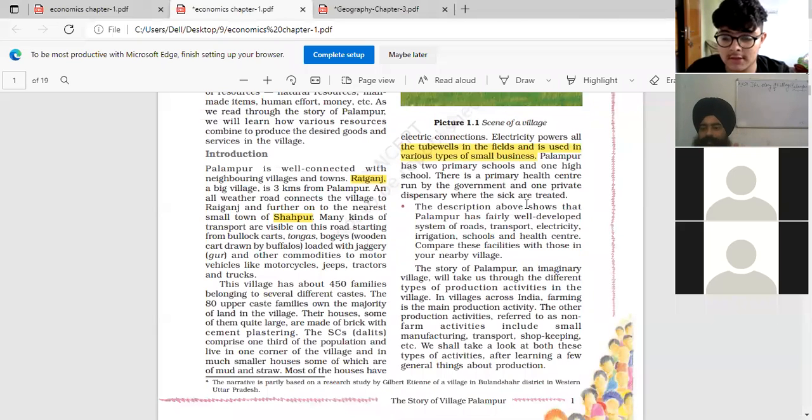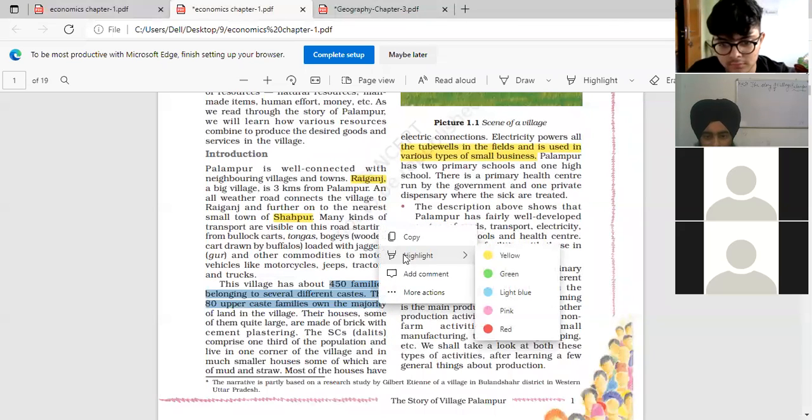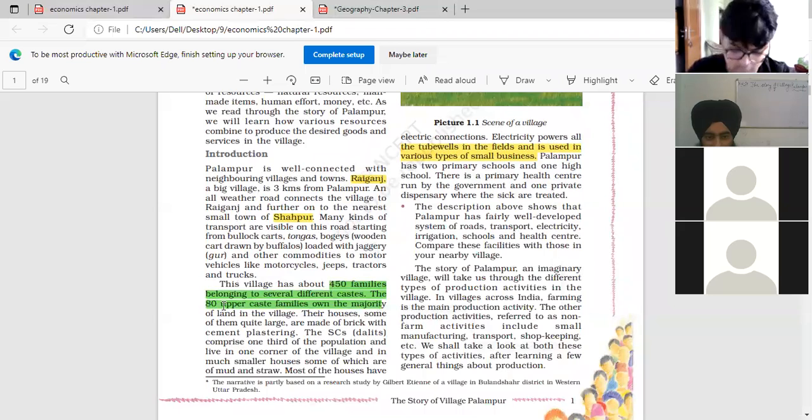If the question asks you about the composition of the population in Palampur, what kind of qualities does the population have? There are a total of 450 families in the village Palampur. Around 80 upper caste families own the majority of the large land areas. If you are not having any query, okay.